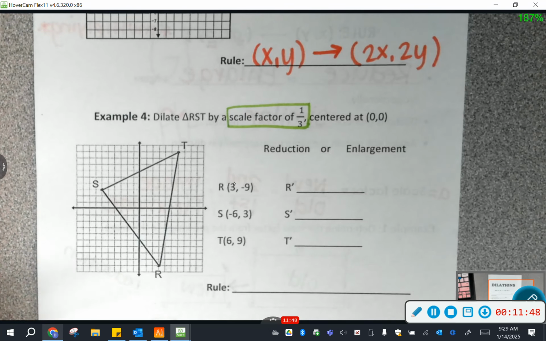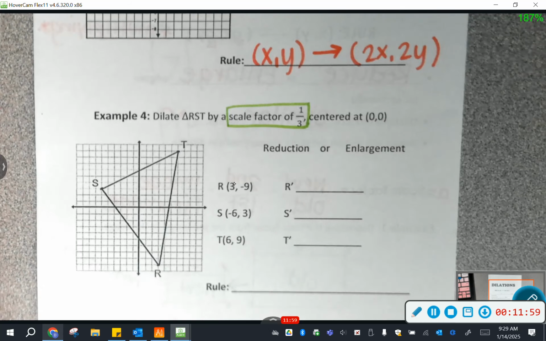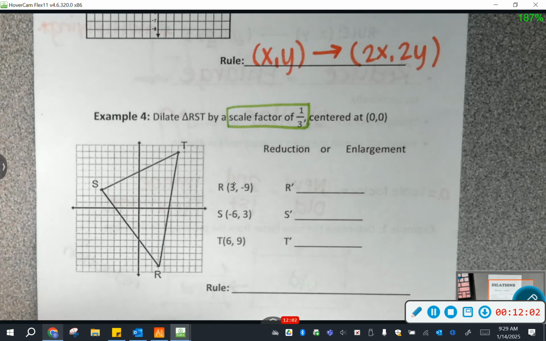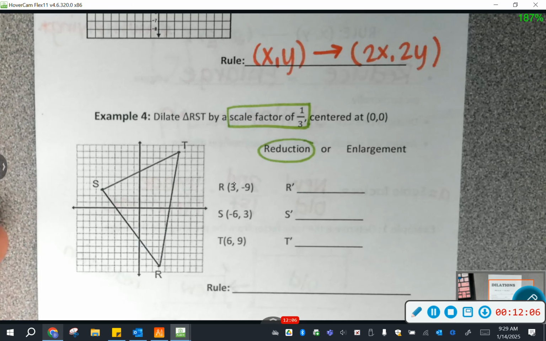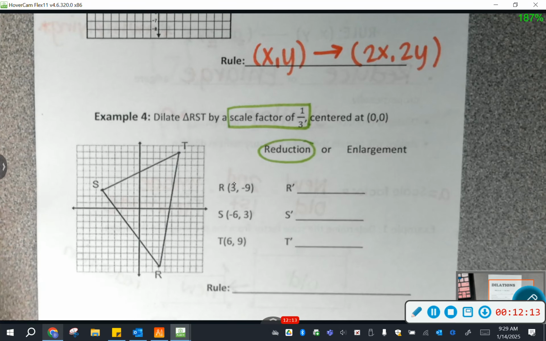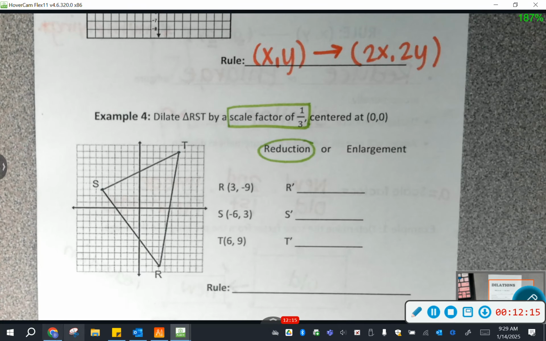What's the scale factor of 1/3? Is that going to be a reduction or an enlargement? Reduction. Everybody circle reduction. Now, some of y'all love fractions and can do them in your head. Some of y'all are like, I hate fractions. I don't want to do anything with them. Just use Desmos. I'm going to multiply 1/3 by both of these, 3 and -9.